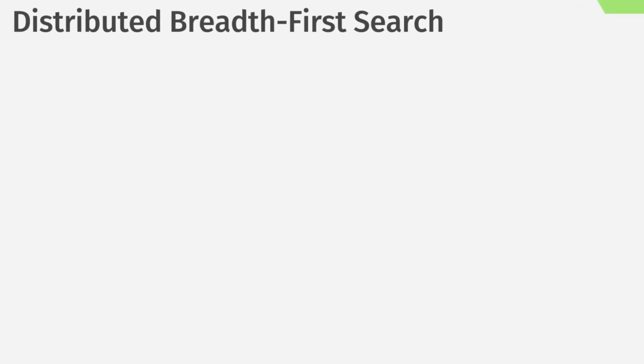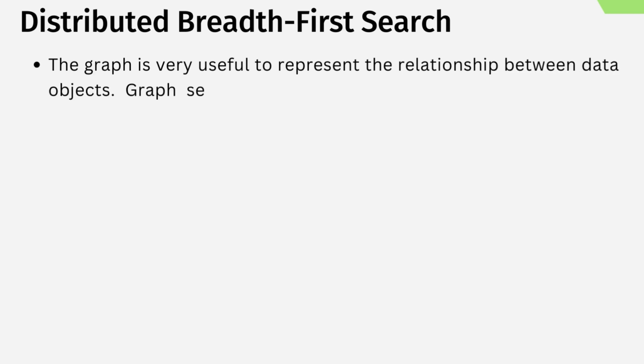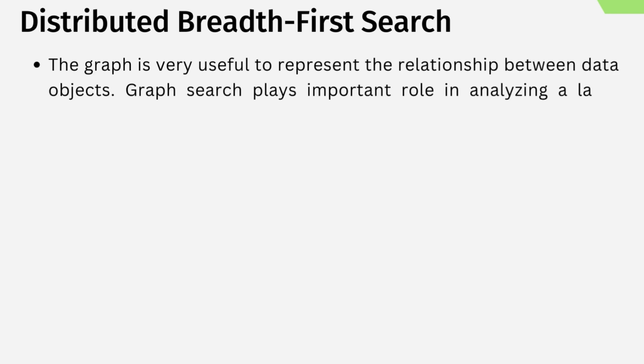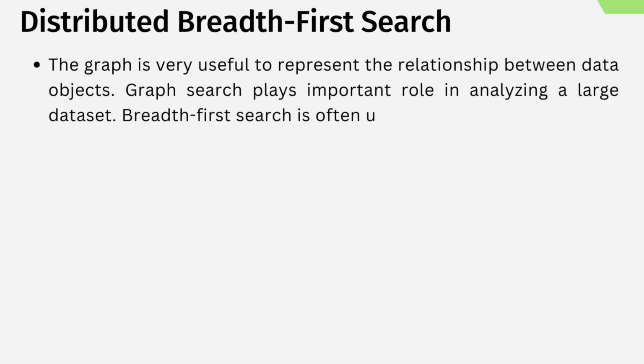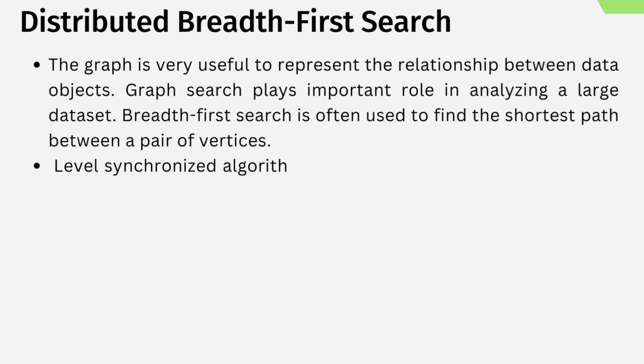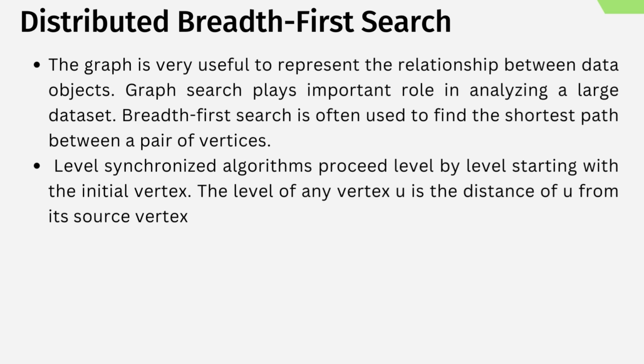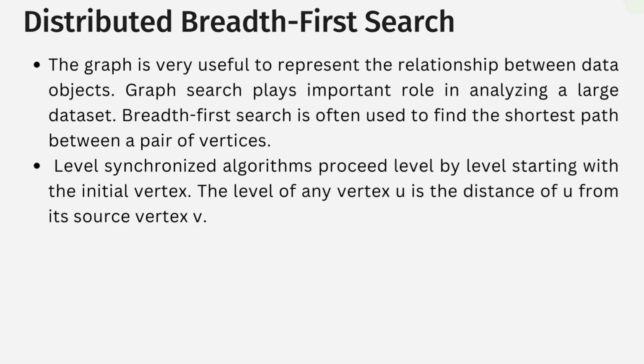Distributed breadth-first search. The graph is very useful to represent the relationship between data objects. Graph search plays an important role in analyzing a large data set. Breadth-first search is often used to find the shortest path between a pair of vertices. Level synchronized algorithms proceed level by level, starting with the initial vertex. The level of any vertex U is the distance of U from its source vertex V.